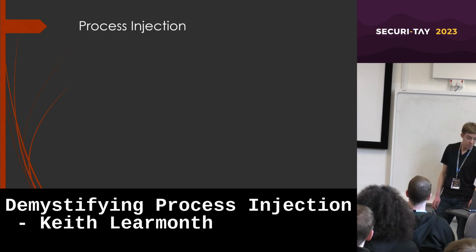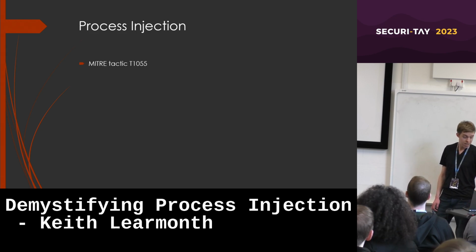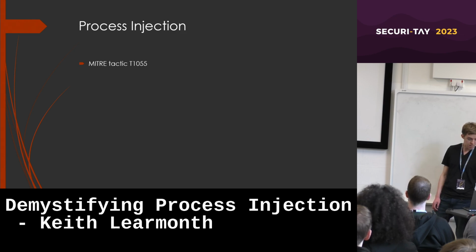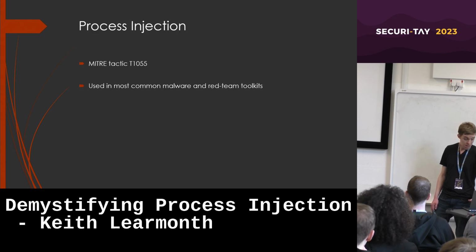So, process injection. It is MITRE technique 1055, and the page has 15 different subcategories, and the examples they list, there's about 50 of them, different groups and different malware that use it. So it's a pretty ubiquitous technique these days. Used in most common malware and red team toolkits. Anyone in the previous talk would have noticed pretty much all of the frameworks he mentioned had process injection modules.